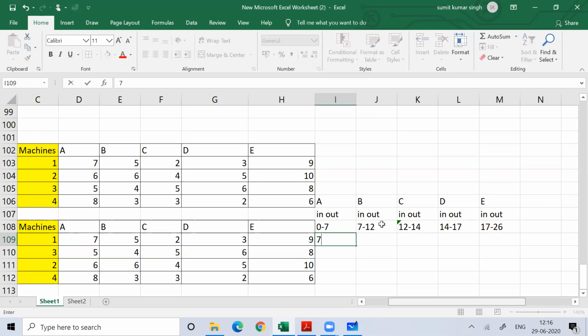Okay, then it will start from 7 here. 7 plus 5 is 12. Then it will start from here 12, and this is 4. This will end at 16. Here it will start from 12, and this is 4. This would be 16.